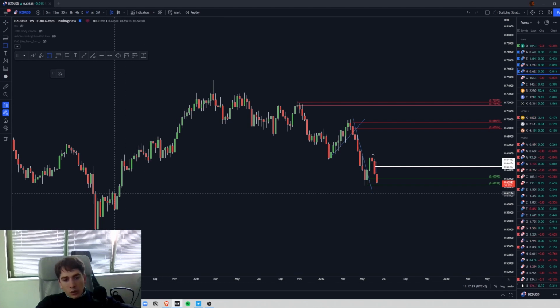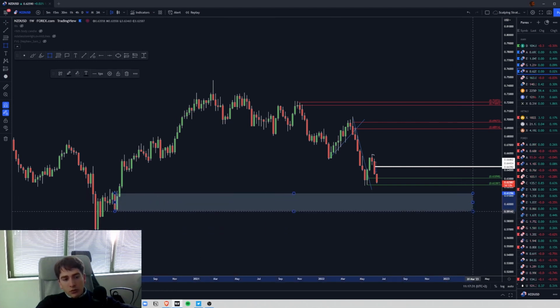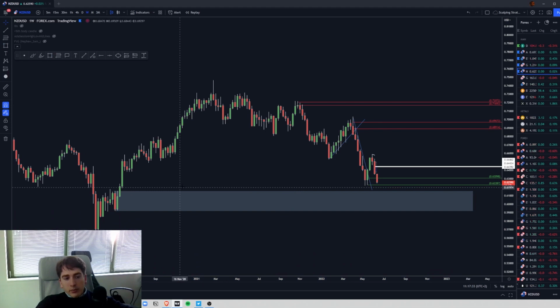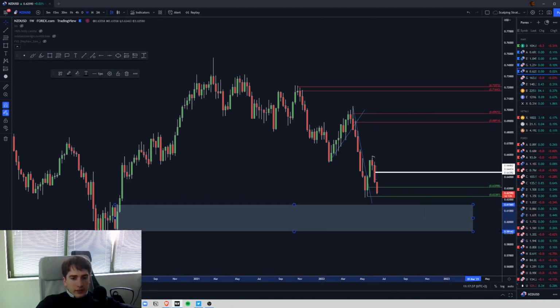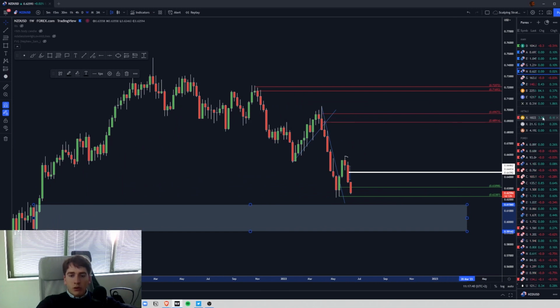Looking at demand wise, I would say this is your area of interest, so keep an eye out for this zone over here at around 0.61560. That is next for Kiwi dollar most likely.